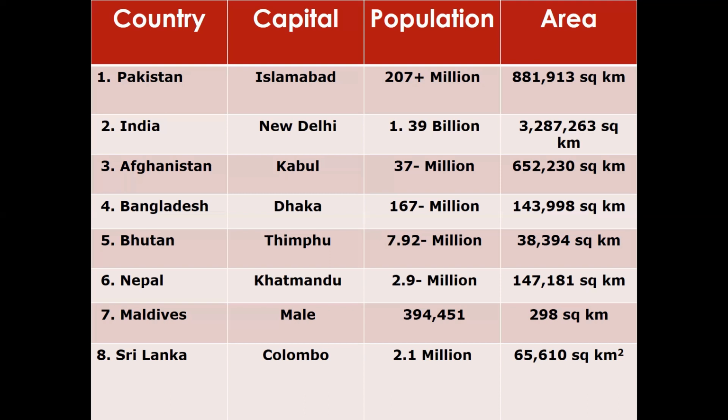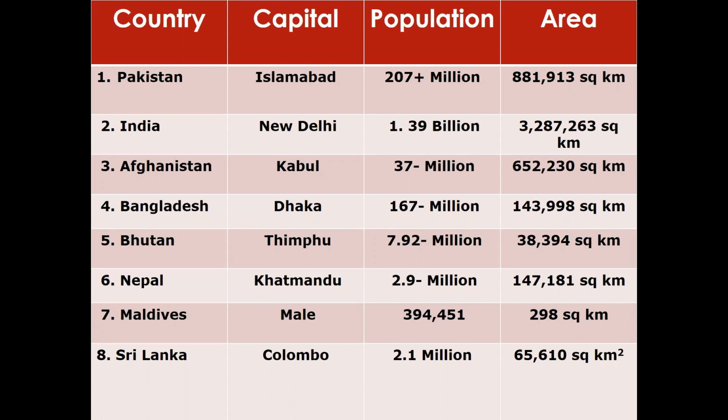And then you have Afghanistan with a 37 million population, a small population, and the country is also suffering. The geopolitical condition of Afghanistan is chaotic and volatile. It is suffering from civil wars, from external aggressions, and now because of the Taliban regime and internal factors.